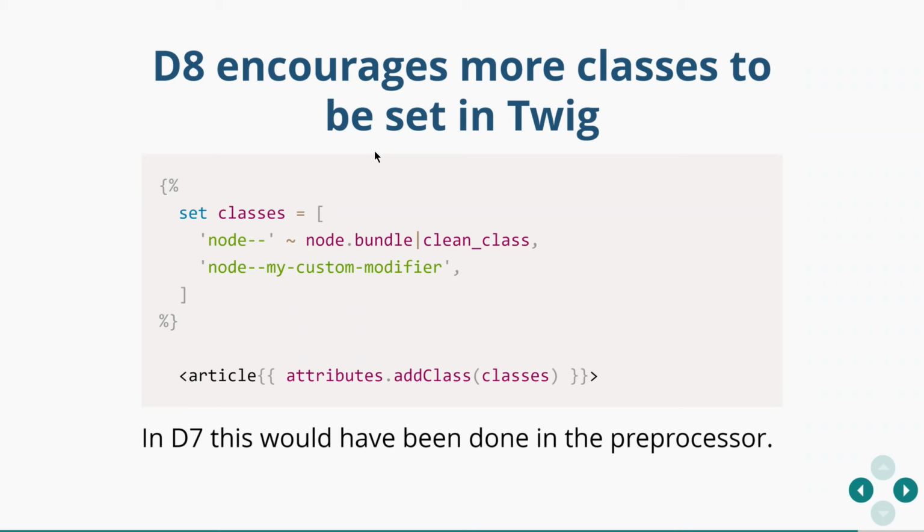And then in D7 you would have done that in a preprocessor so you didn't screw up whatever's coming from modules or core.